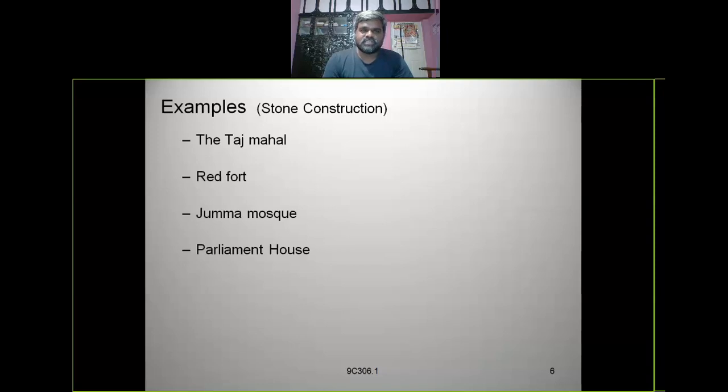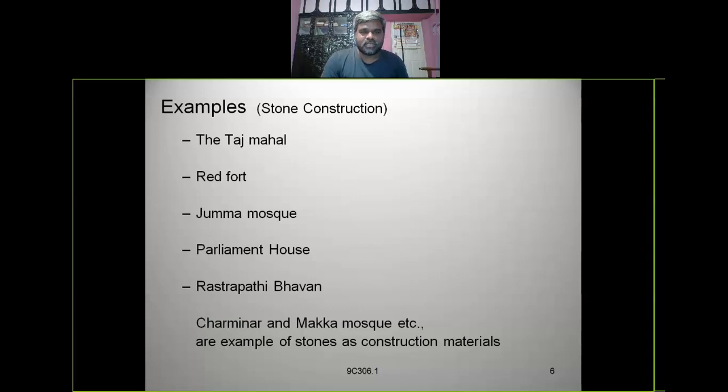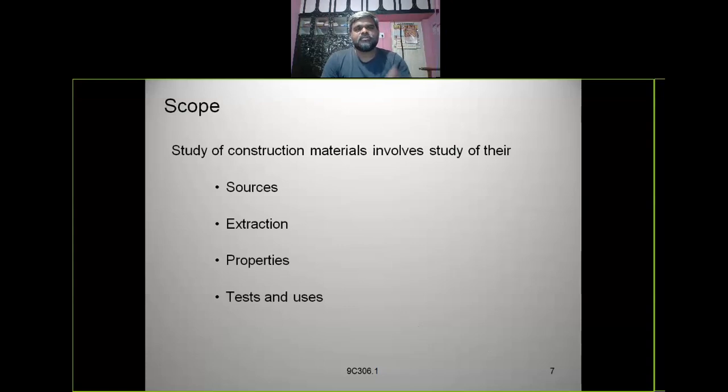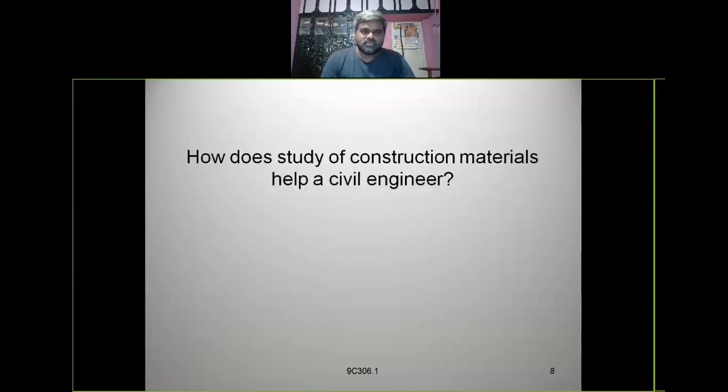So examples of stone construction: Taj Mahal, Red Fort, Juma Masjid, Parliament House, and we have a renowned structure like Nagarjuna Sagar Dam, a masonry dam. It is the largest masonry dam, constructed using stones. Right? Rashtrapati Bhavan, Charminar, Makka Masjid. These are all examples of stone construction. Right? So these are the things we are going to see in the slide.